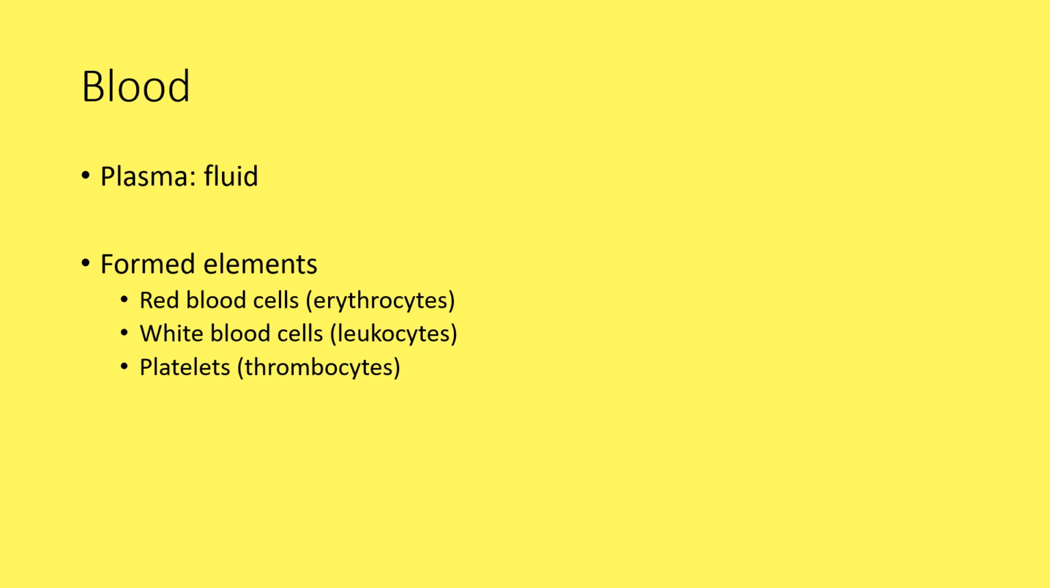Blood is a connective tissue, and remember, with connective tissue you have your cells, and then you have that extracellular matrix. Well, blood is the only one where that extracellular matrix, instead of being solid, is a fluid, and that's the plasma. And so the cells are the formed elements. You have the red blood cells, which are known as erythrocytes. You have the white blood cells that are your leukocytes, and then the platelets, which are known as the thrombocytes.